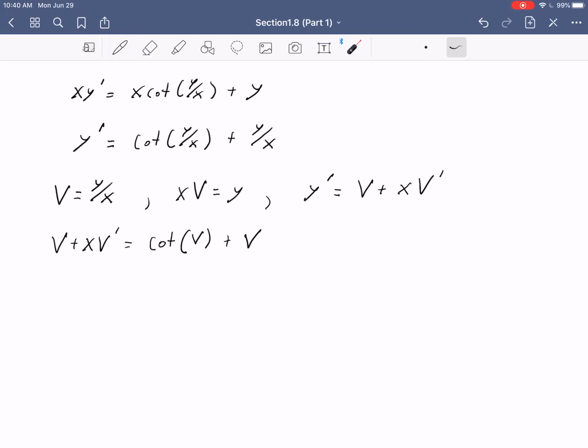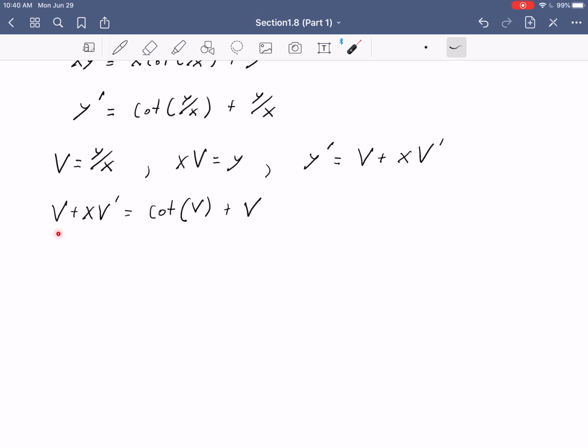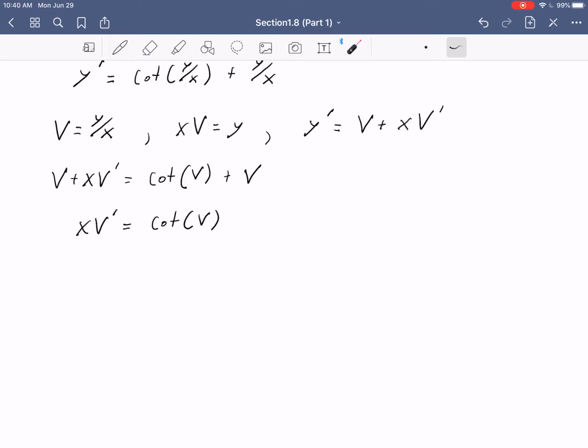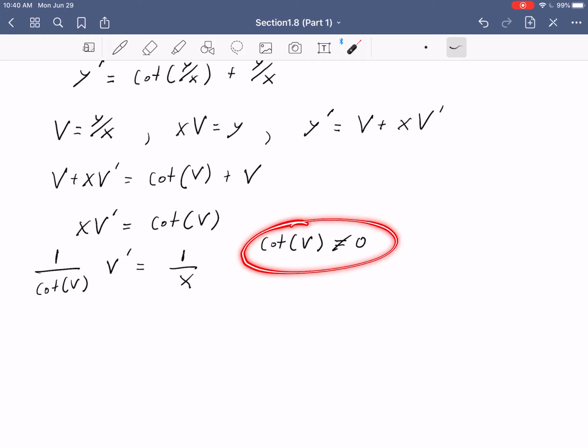Normally, when we have a new differential equation, we'd have to think about how we're going to solve it. But because of that theorem we proved, it is guaranteed to be separable, so we know there should be some method of separating it. We can bring this v over and cancel it out, so we get xv' = cot(v). Then we can bring the cotangent of v over, and the x this way, so we get (1/cot(v)) v' = 1/x. Now, that is dividing by a function of the dependent variable, so let's note that off to the side: cot(v) is not equal to 0. We'll deal with that at the end.